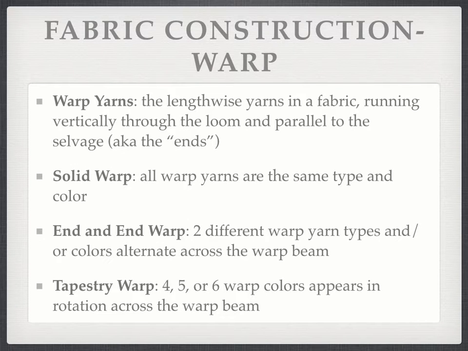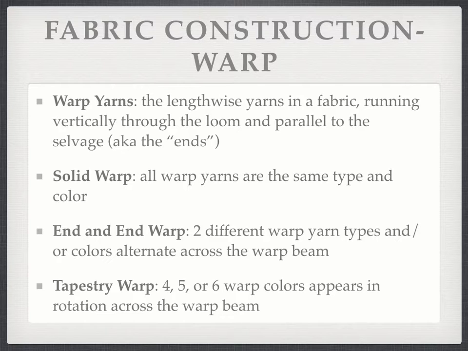So how do these various yarns work together to create a fabric? There are two different types of yarns in a fabric called warp and weft. First, we'll go over the warp. Warp are the vertical running pieces of yarn in a fabric, the lengthwise yarns that run vertically through the loom and parallel to the ends of a fabric. The ends of a fabric, in technical terms, are called the selvage.